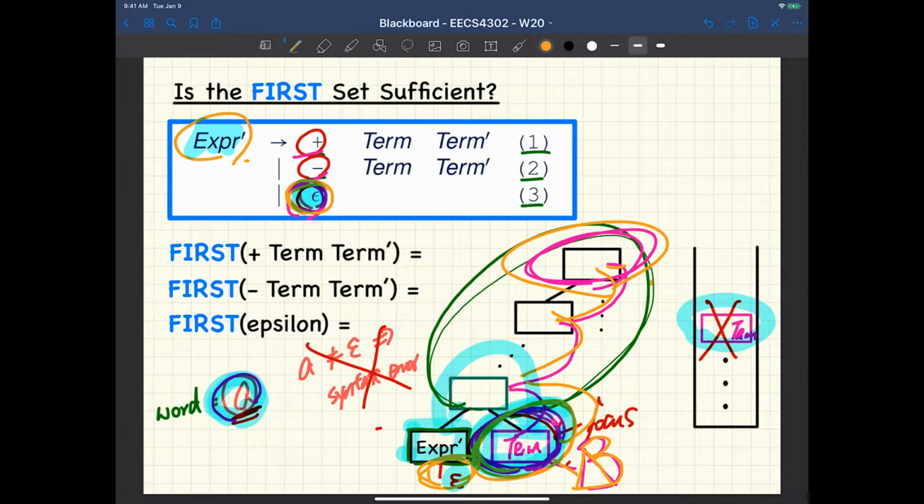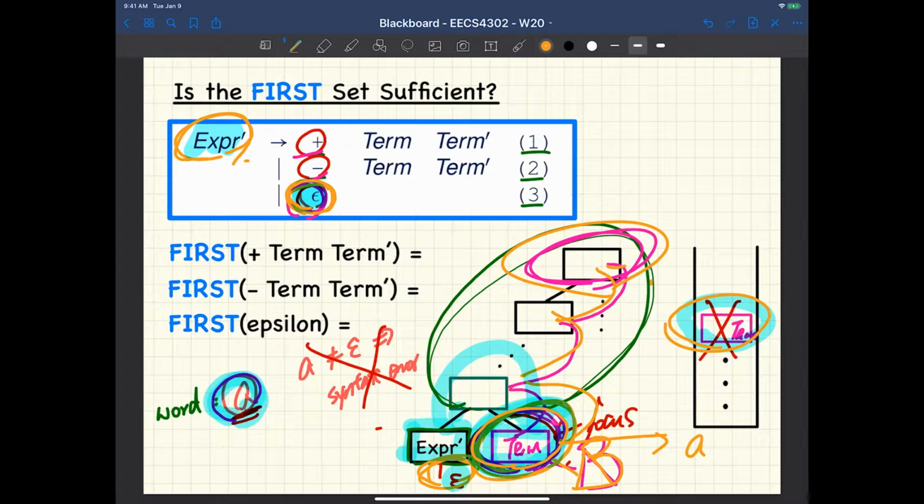Since expression prime can produce epsilon, whether there will be a match later really depends on what's on top of the stack. Agree? Because if somehow the term has a first symbol that can give you A, in that case, that'll be a good match.